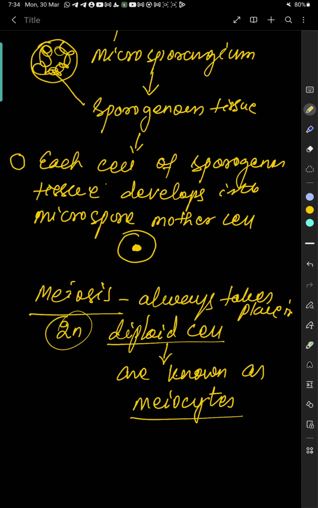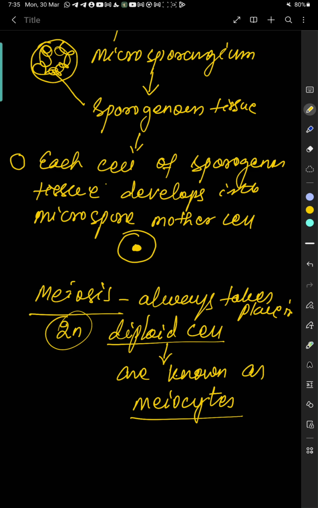So what are the meiocytes? Meiocytes are the gamete mother cells, because meiosis takes place in the diploid germ cells to form the haploid gametes. Germ cell here means we can take the sporogenous tissue, and in the case of human beings, the example is the cells of the testes and the cells of the ovary. That we will discuss in the next chapter.